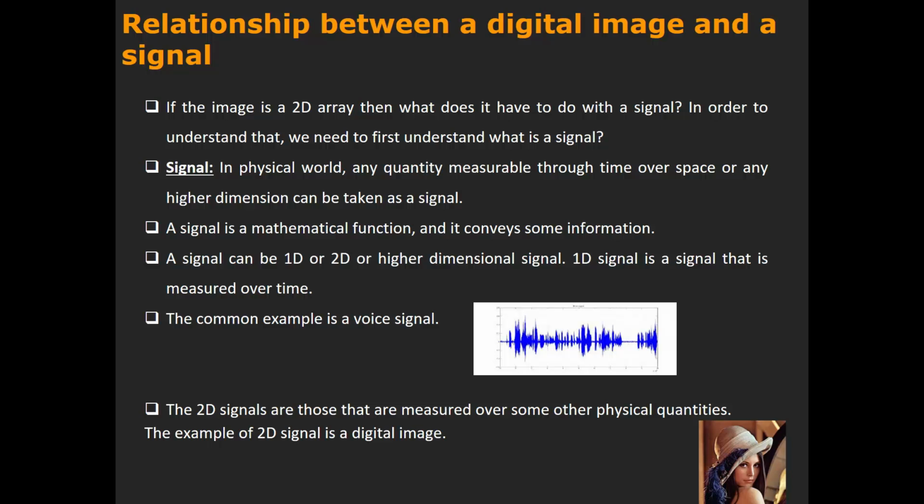A one-dimensional signal is a signal measured over time, and the most common example is a voice signal. Here you can see that it varies with respect to time. Two-dimensional signals are those measured over some other physical quantities, for example, space. The example of a two-dimensional signal is a digital image, where the signal varies in space.